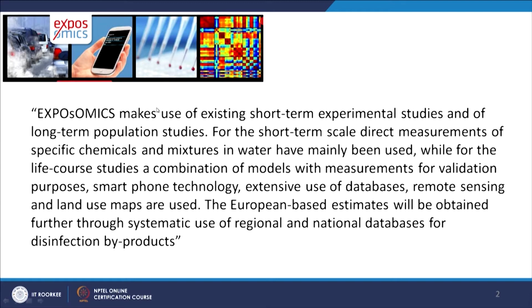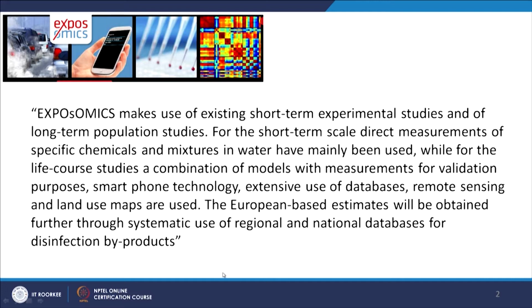Exposomics, that is their institute, makes use of existing short term experimental studies and long term population studies, and they get different kinds of information from them. For example, they find out what specific chemicals and mixtures are present in water, and from life course studies they understand the public health effects of long term exposure to different kinds of contamination. They also use information from other databases such as remote sensing and land use maps to find out what the personal exposome is, and to validate the need for studying the exposome instead of just what is there in my glass of water.